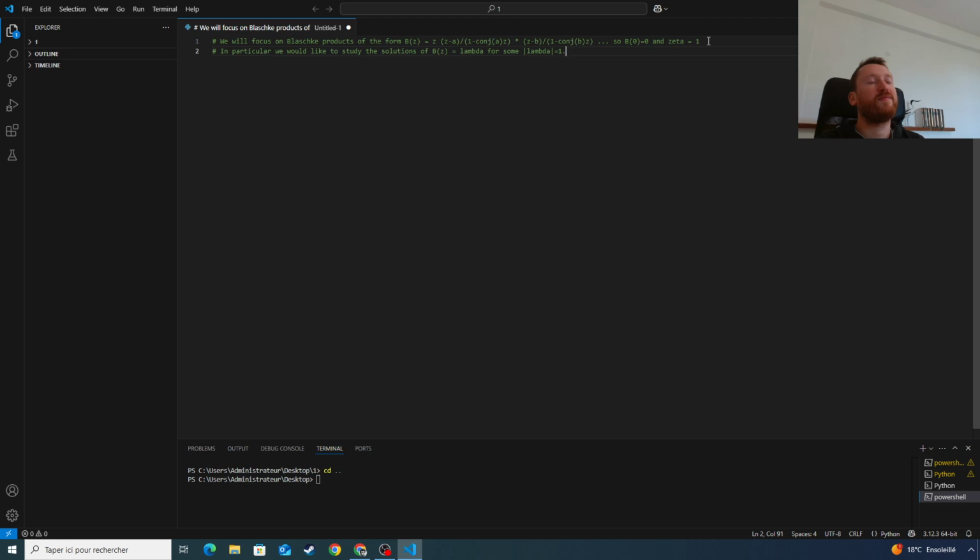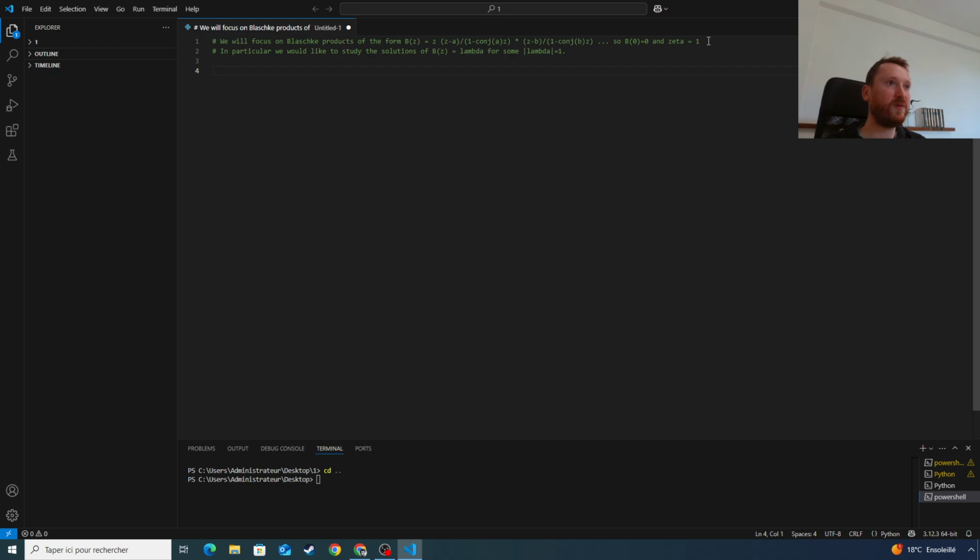The basic theory of Blaschke products says that B(z) equal lambda, for lambda a norm 1 complex number, has n distinct solutions when B is of degree n. What is the degree of B? Well, it's the degree of the numerator, seen as a polynomial in z. It's the number of zeros of B, if you want. So n distinct solutions, and these solutions will also be on the unit circle, like lambda.